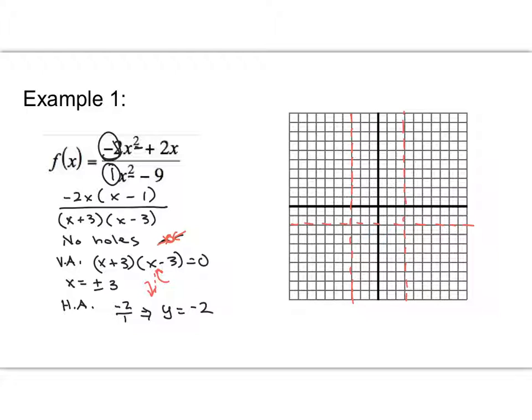All right, and now I need to plot my x and y intercepts. Let's do the y-intercept first. At my y-intercept, x is equal to 0. If I put a 0 in for x, this term is gone and this term is gone and this term is gone. So I'm left with 0 over -9. 0 divided by anything except for 0 is 0. So I have a point at 0, 0.